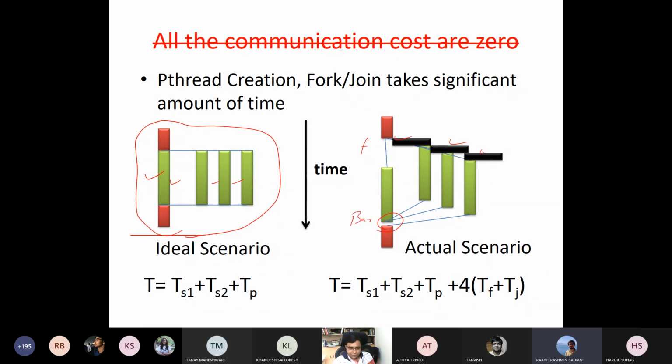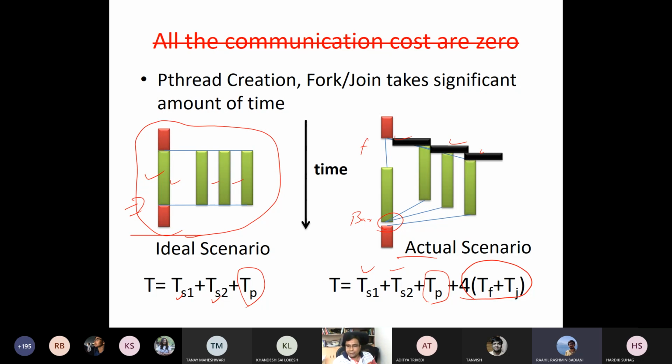In an actual scenario, it is not a perfectly divisible parallel load. There is some kind of fork engine and some overhead there. So this is the ideal scenario: this is serial part 1, serial part 2, and this is parallel part 1. But in the actual scenario, it happens like this: TS1, TS2 plus TP. This is the parallel section, and there is a join for 4. In this example we are taking 4 processors, that's why we are writing 4.